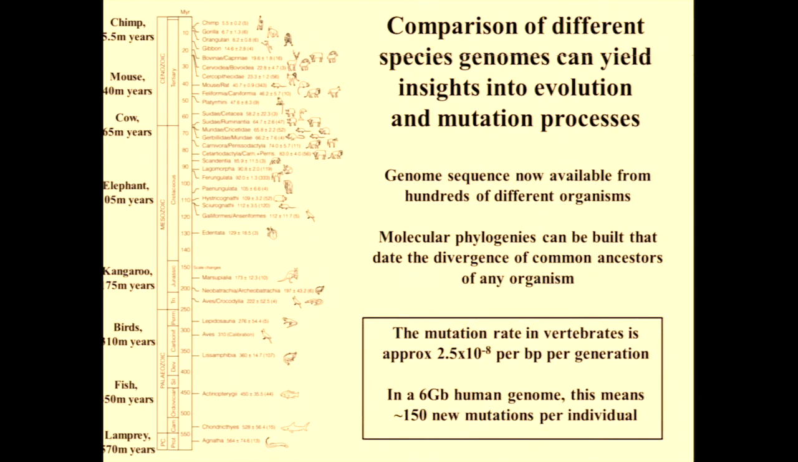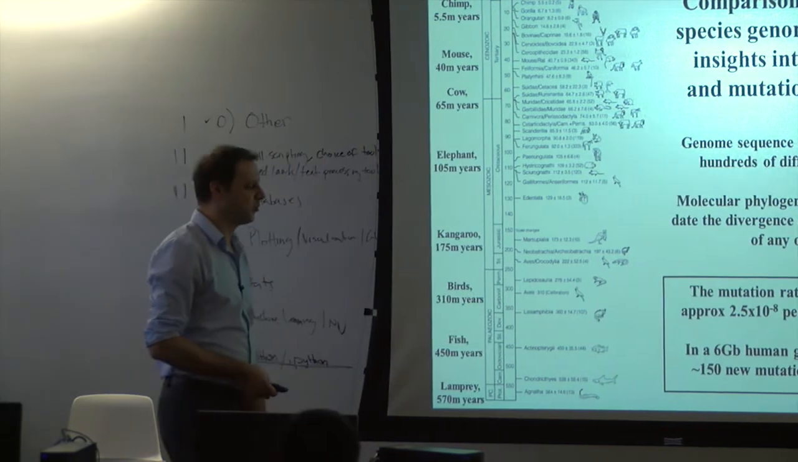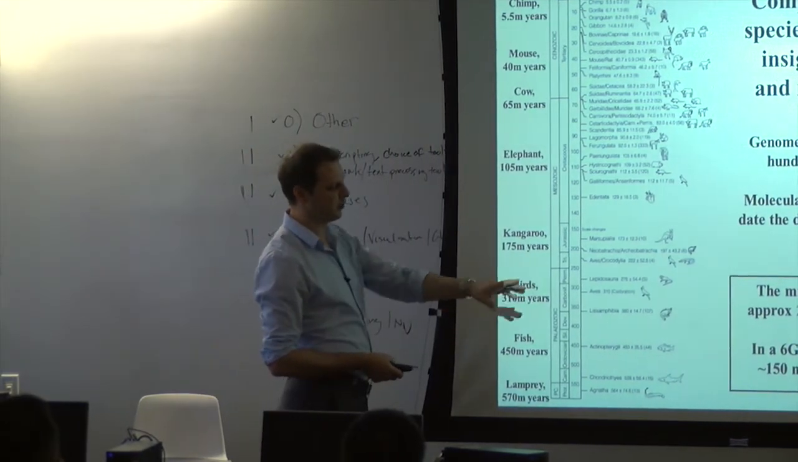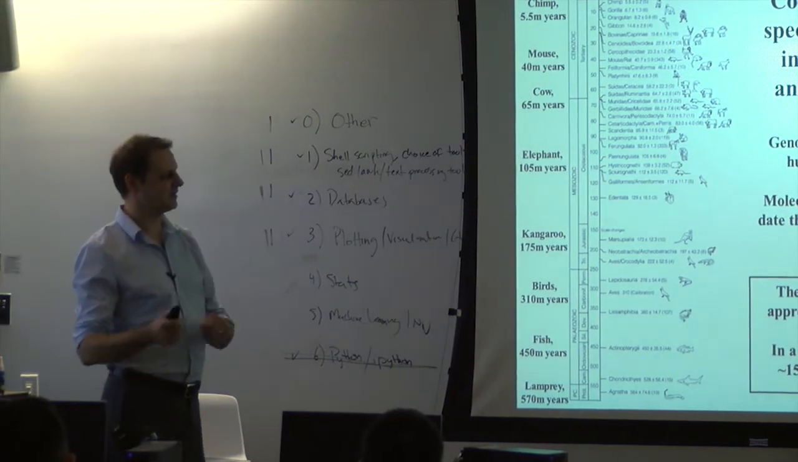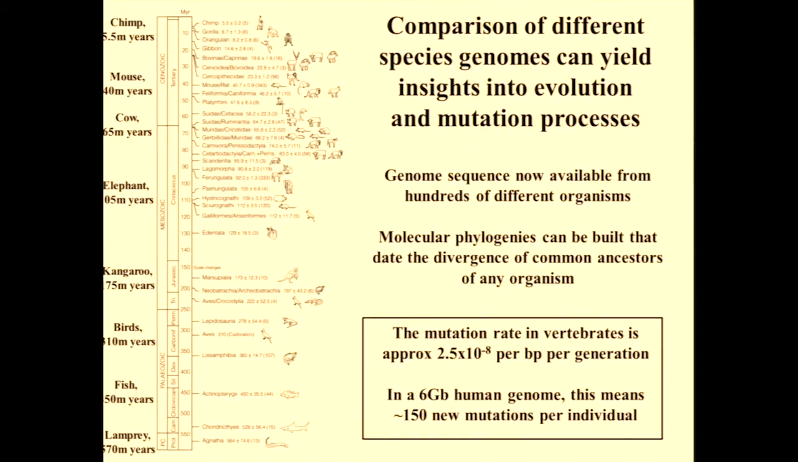And you can use things like this, and also other studies just within human populations, to estimate that the mutation rate of our genome is probably something in the order of around 2 to 2.5 times 10 to the minus 8 bases per generation. That might sound a weird statistic, but basically if you multiply that by about 6 billion, the number of letters in bases in a human genome, that gives you an estimate of maybe like 100 to 150 new mutations at each human generation.